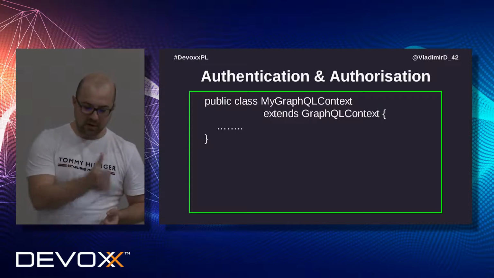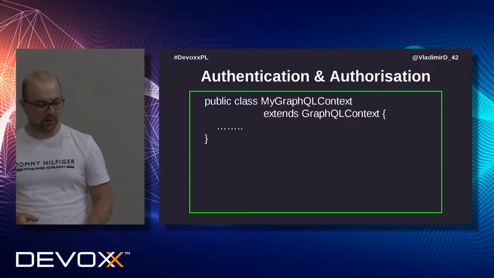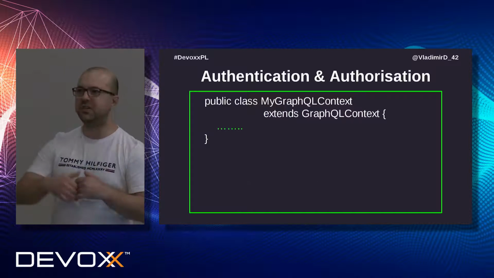In the case of Java GraphQL, what we need to do is create something like this. We create a class myGraphQL_context, which extends GraphQL context. And then we just add some things that we need here.